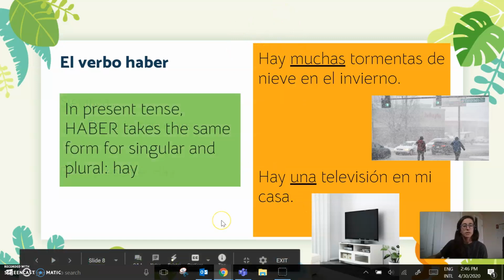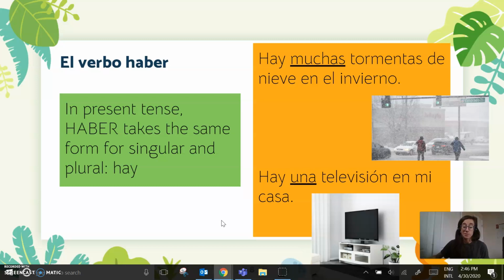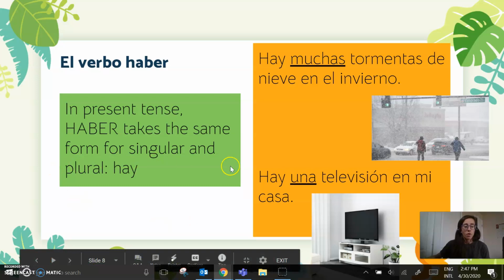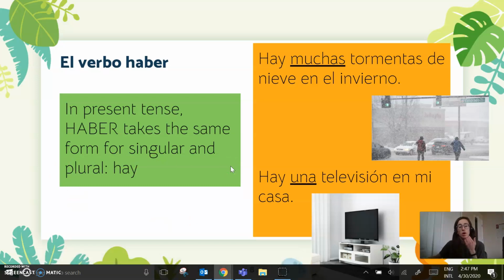Okay? So like I said on the last slide, and I will say again, and probably so many times that you get sick of me saying it, but haber takes the same form for the singular and the plural. And as you get a little further down in your class packet, you'll see the explanation for this, but for those of you that like to hear things or kind of talk them out, I will say it here too.